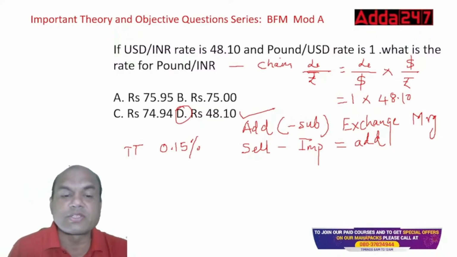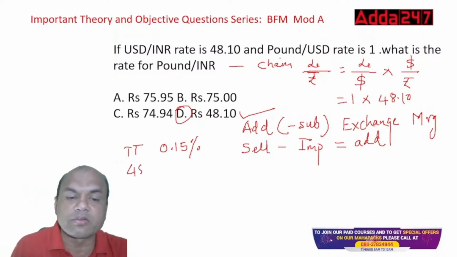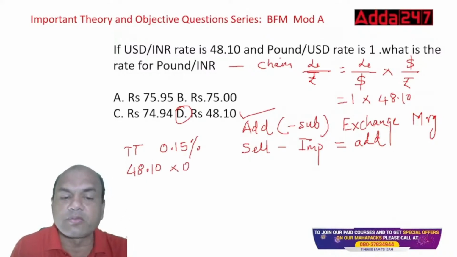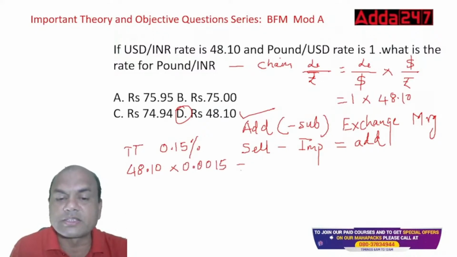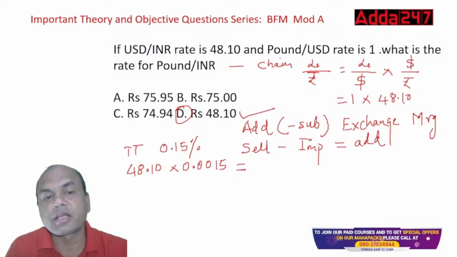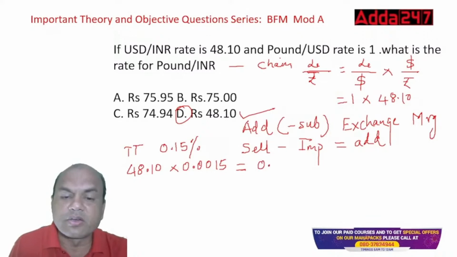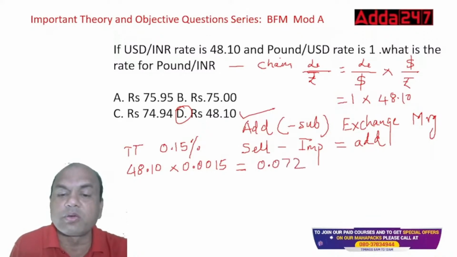What is the margin you are getting in rupees? So 48.10 into 0.0015. See this, 0.0015. Okay. So this answer, type in the comment section. What are you getting over here? In the comment section, it is 0.072. Now what will you do with this margin?